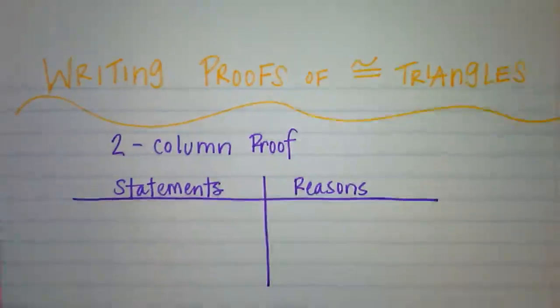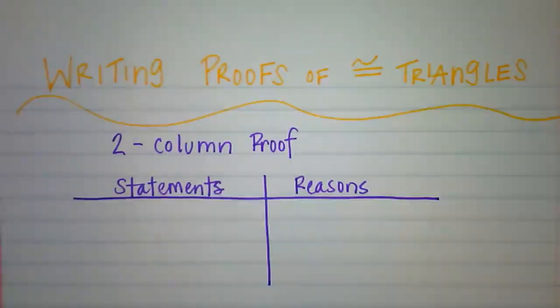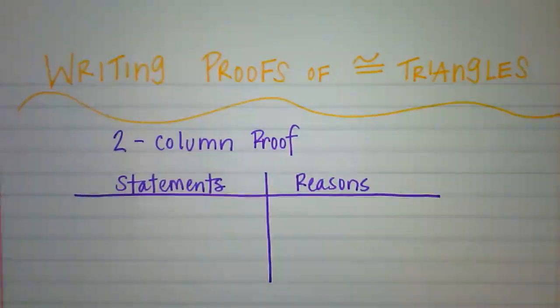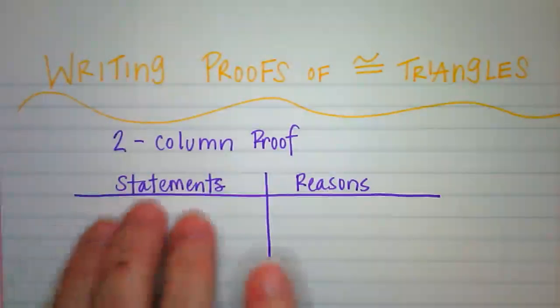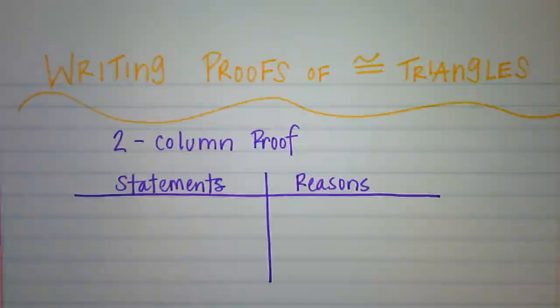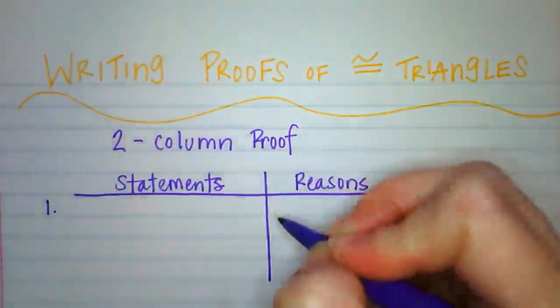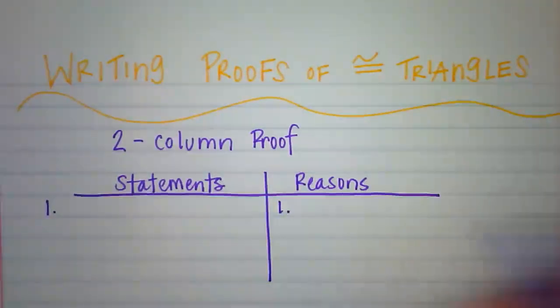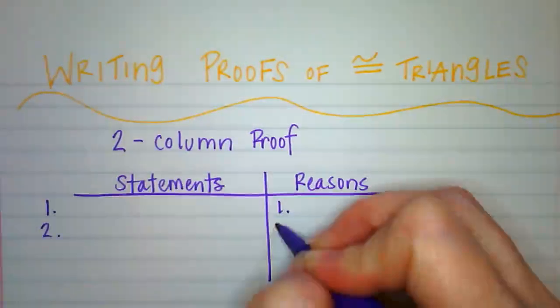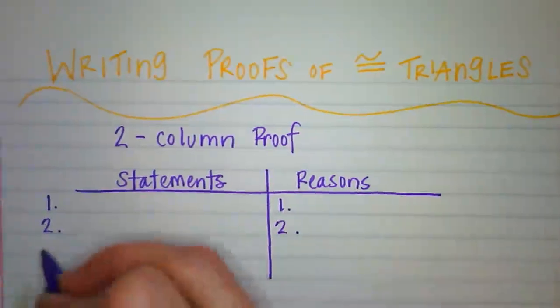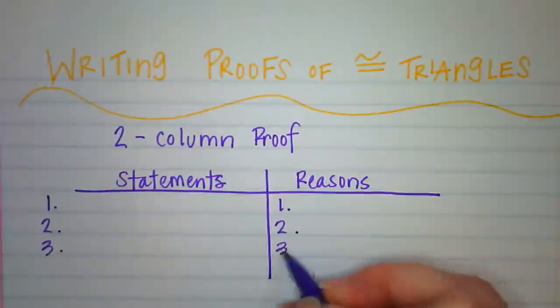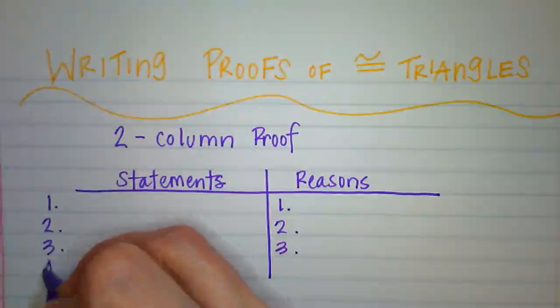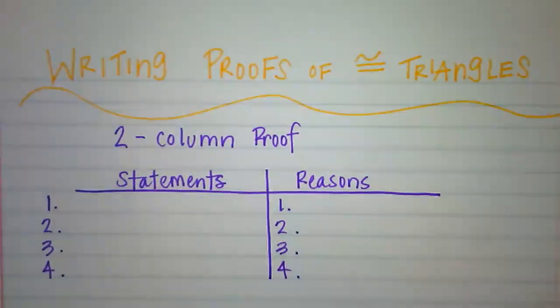So what we also do whenever we write a two-column proof is we number the lines so that even if our writing gets a little off, or we have to extend a line, we can see which one matches up with what. So we always number them. So this statement matches with that reason. This statement matches up with that reason. This statement matches up with this reason.